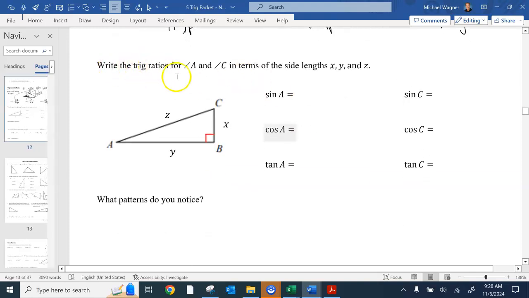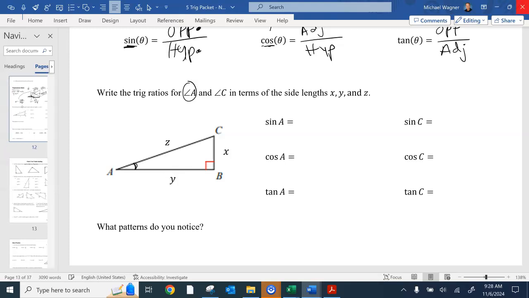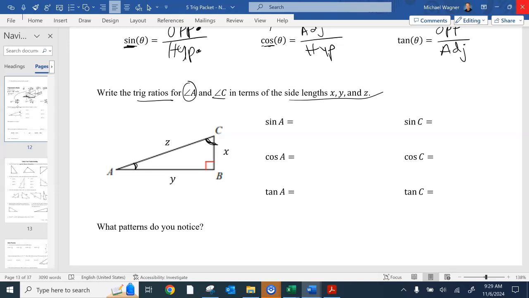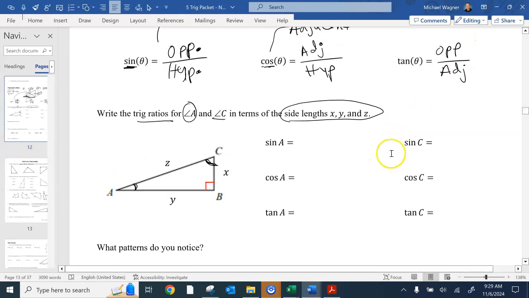We're going to write trig ratios for angle A. Remember, when you see it like this, it means angle A is the angle right here, and angle C is this angle. We're going to write these ratios for these angles in terms of their side lengths. I'll do the first one for you, and then you can think of the second one.